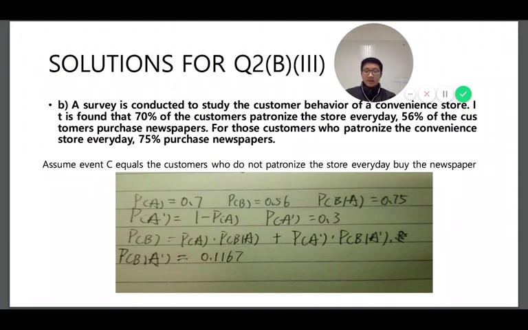We can assume that consumers who don't go to the store every day and buy the newspapers are event C. First, we can use the complementary rule as is shown on the PPT. We can get the possibility of the customers who don't go to the store every day is 0.3. And second, we can use the multiplication rule as is shown on the PPT. We can get the result directly. And the result is 0.1167.